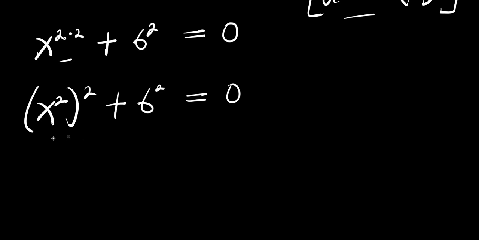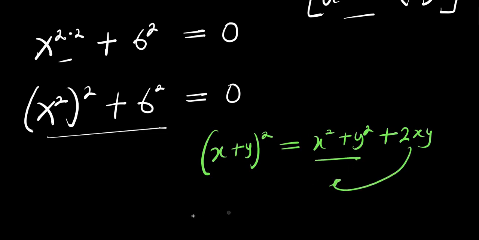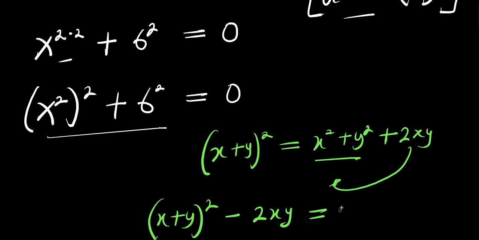Now, we need to expand this, but let's consider this identity. If you have x plus y to the power of 2, this equals x squared plus y squared plus 2 times xy. So, if you want to isolate this, that means we need to bring this over. You have x plus y power 2 minus 2xy is the same thing as x squared plus y squared, right?